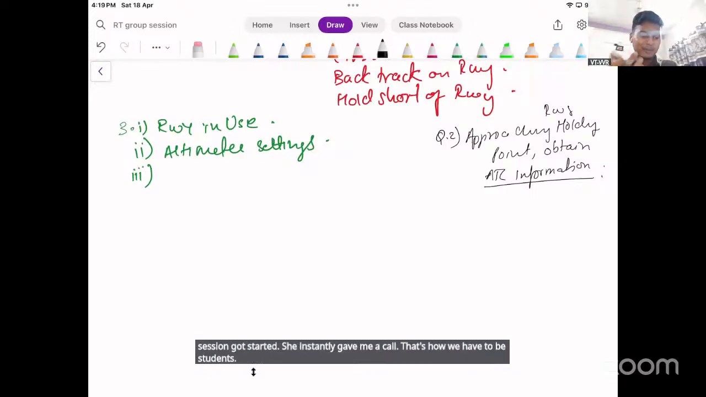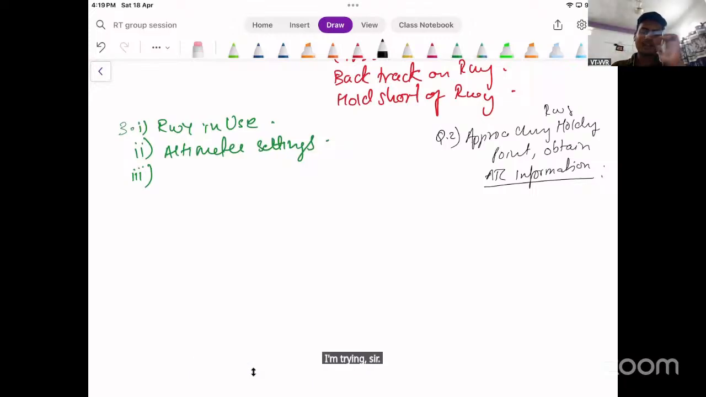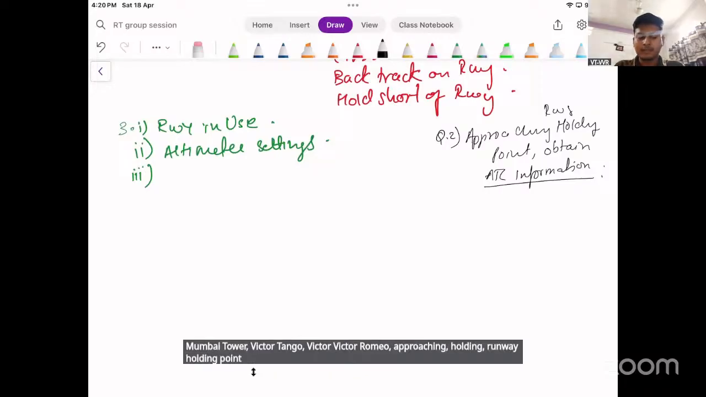I'm trying, sir. Mumbai Tower, Victor Tango, Victor Victor Romeo, approaching runway holding point 27.